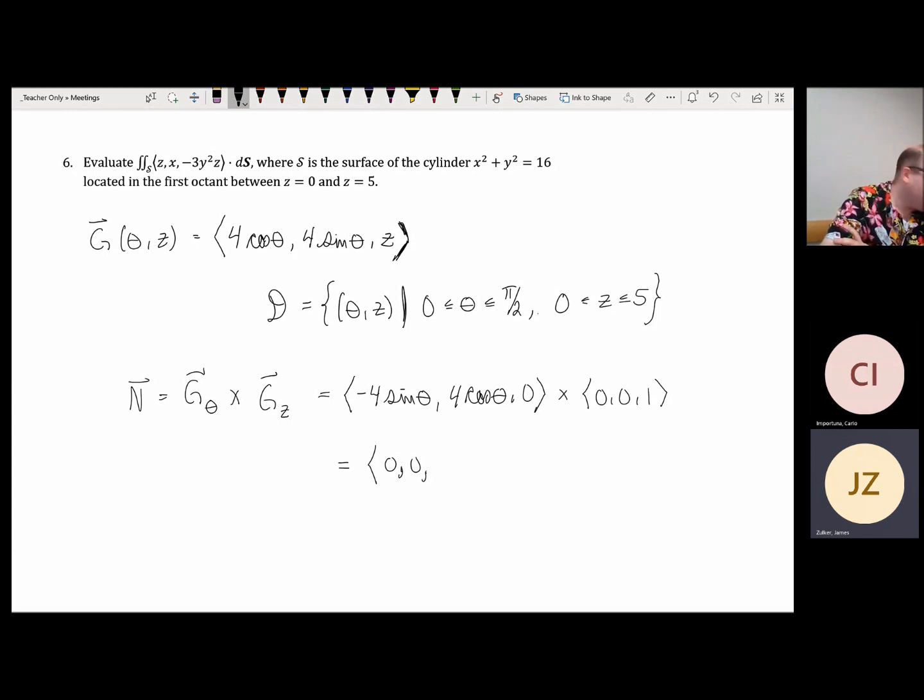Oh wait, I did that wrong. The last component's guaranteed to be 0. I was thinking of multiplying 2 vectors in the plane. If you multiply 2 vectors in the plane, obviously your result is perpendicular, so it's going to be in the z direction only. So do the cross product. Cosine theta, sine theta, 0.